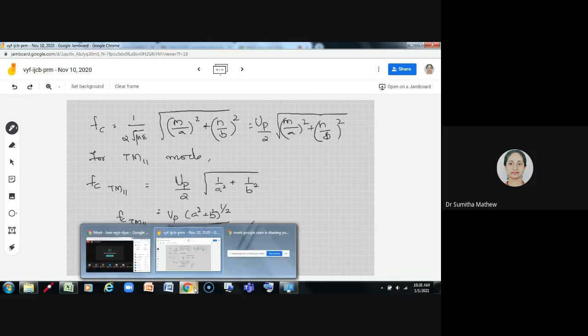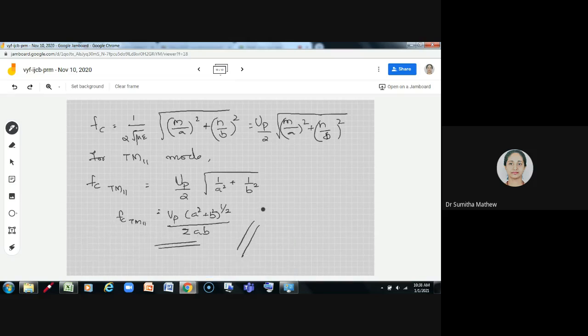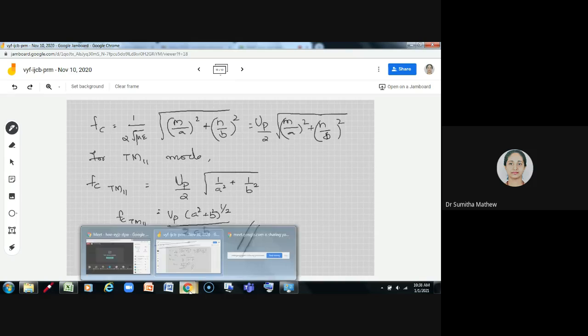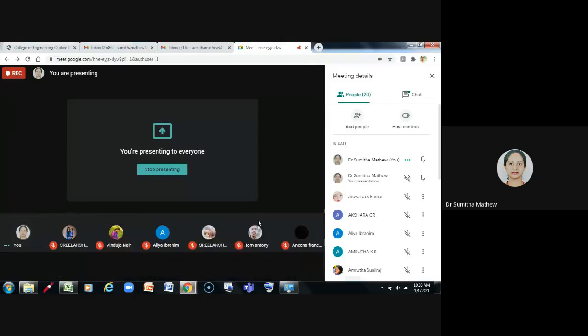So this is the complete discussion or derivation of factors for TM mode. We will stop here, and in the next class we'll see about TE waves.